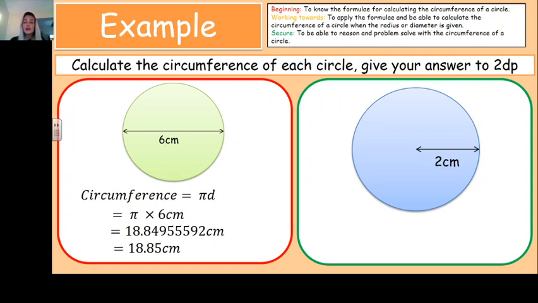What I'd like you to do now is pause the video, and I'd like you to have a go at the question in the green box. Now just remember, it hasn't given us the diameter for this one, okay? So pause the video now.